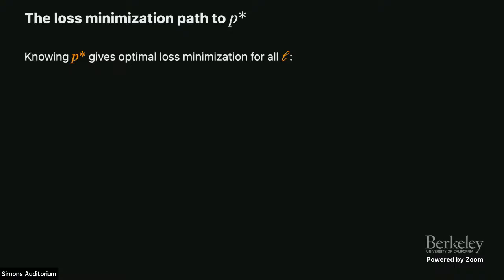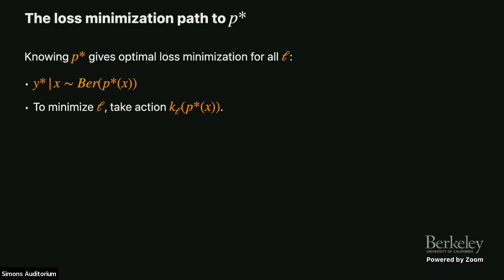It doesn't need to be convex, doesn't need to be anything pretty much. Why is that? Well, given a point X, you know that the label is being sampled according to the Bernoulli distribution with parameter P star of X. And we just said that when this happens, there is a best action you can take, which is this function K sub L, this post-processing function, composed with P star of X. Just by the definition of K sub L, this is the best thing you can do. In other words, this composition of K sub L with P star is the best hypothesis you could possibly have.